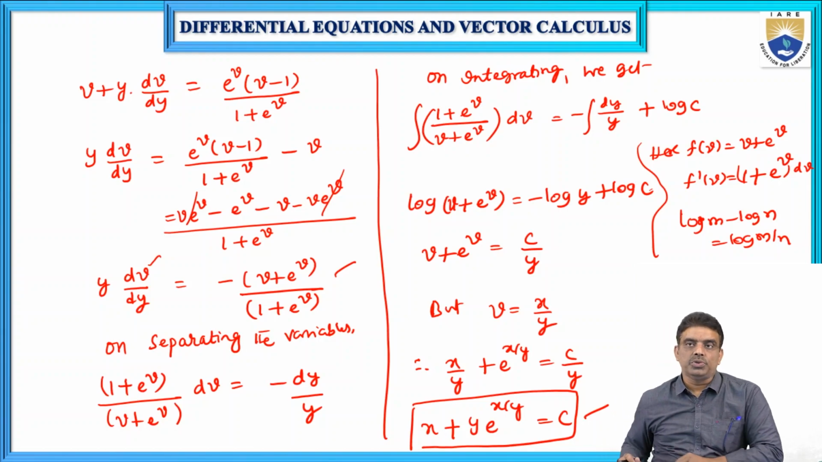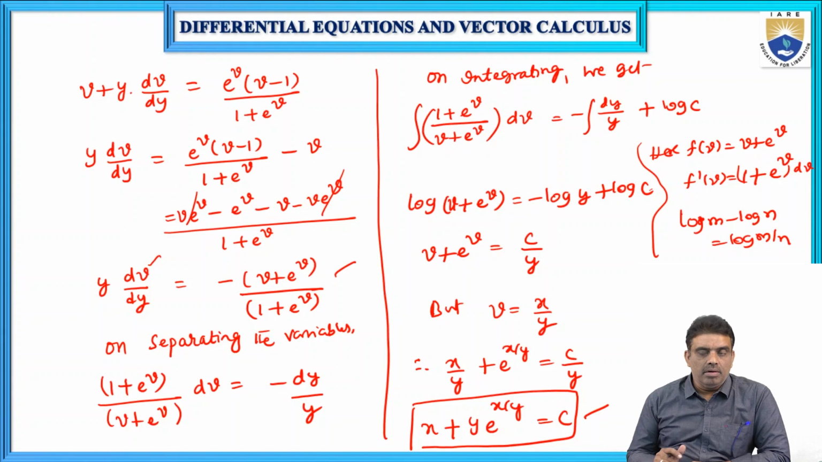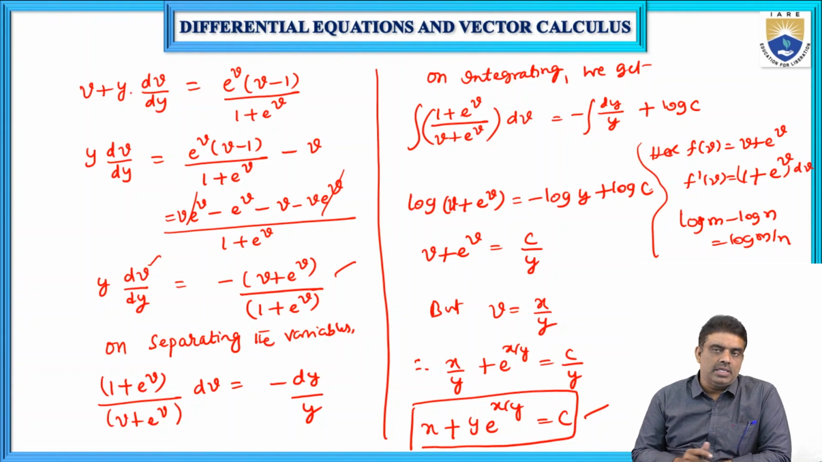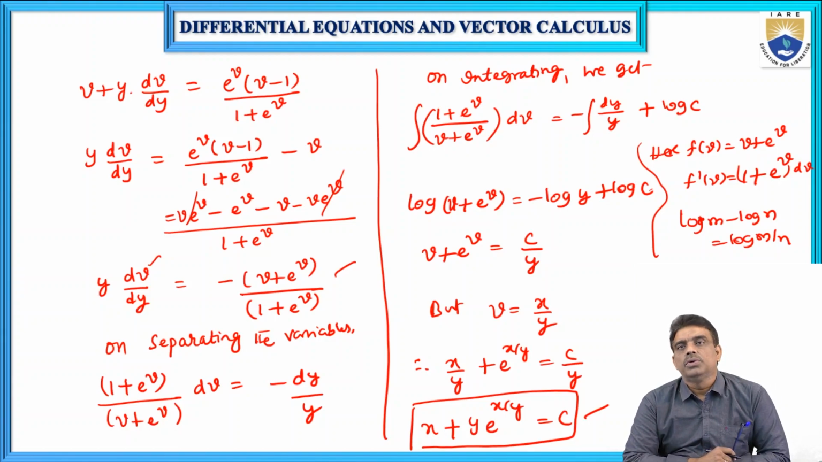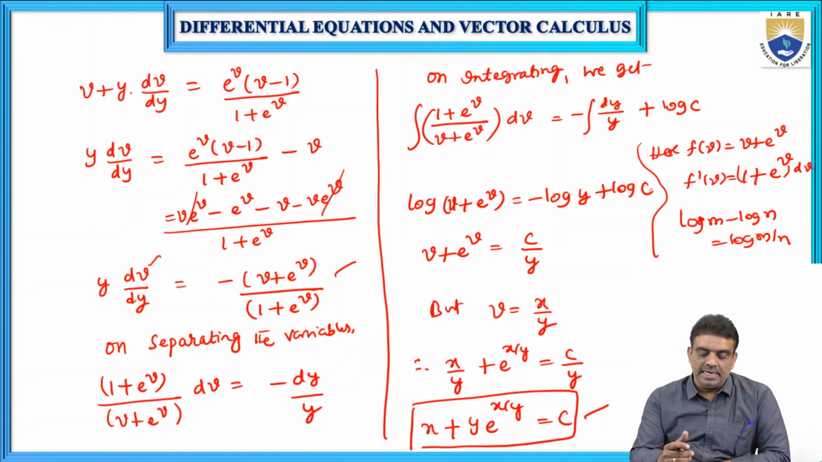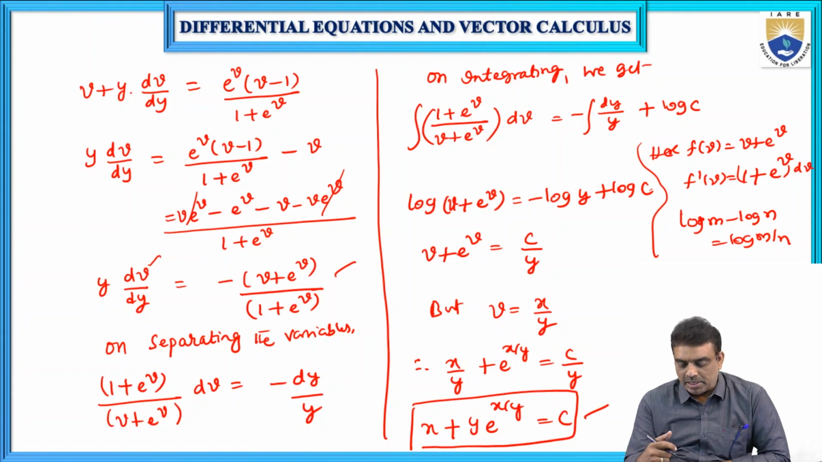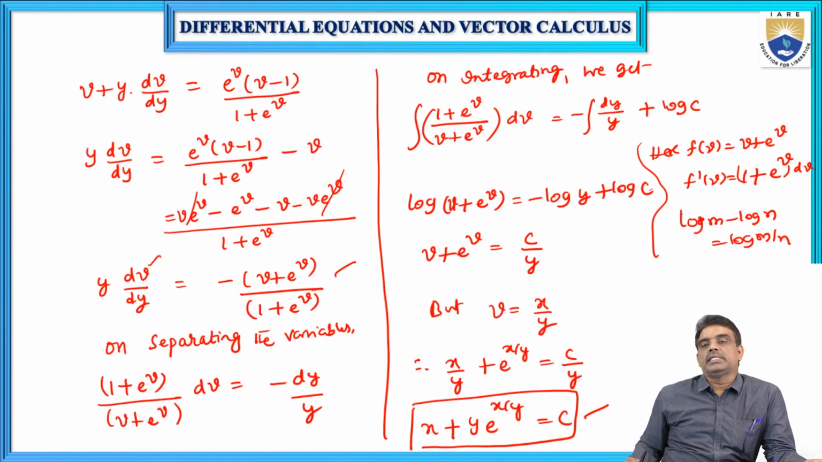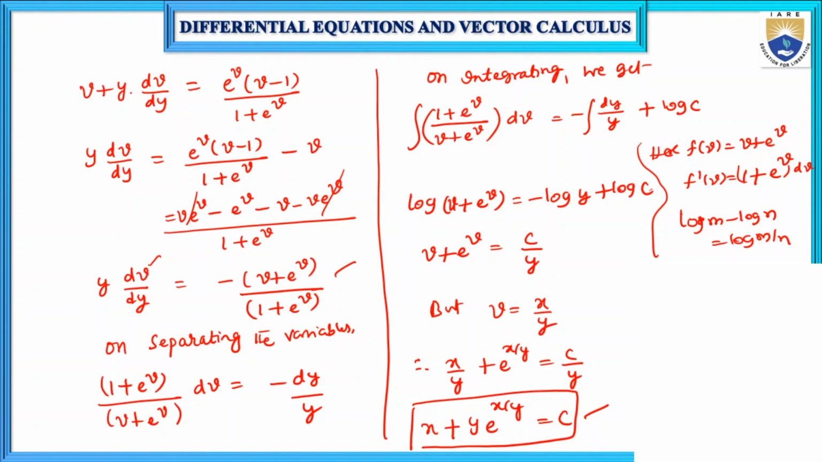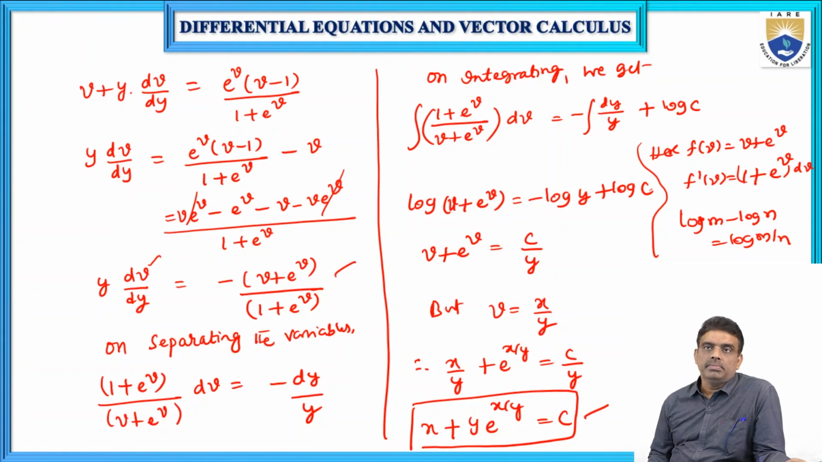I have substituted x by y is equal to v, so that the entire equation reduces to variable separable form, and on separating the variables, integrating and applying the formulas, you will get the solution as x plus y into e power x by y is equal to c. We have already discussed this in the class. I am just applying the formula because it is on the model of x by y is equal to some variable v. So in that way you can solve this problem.